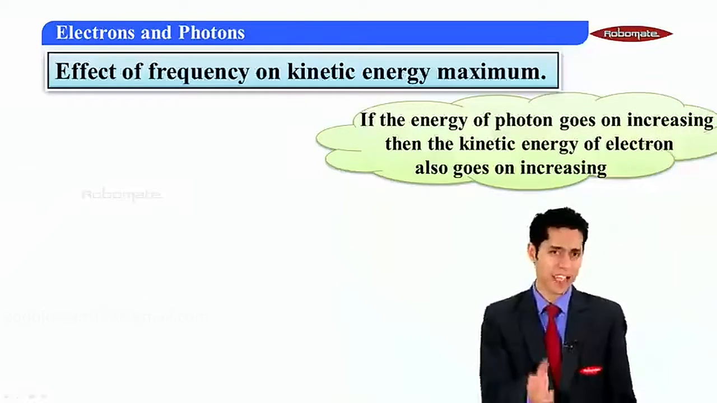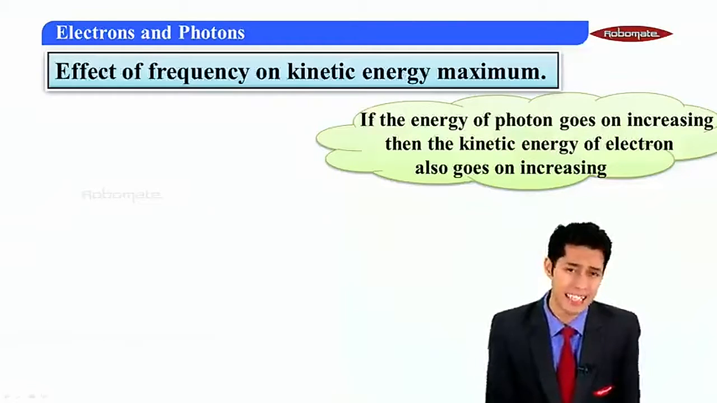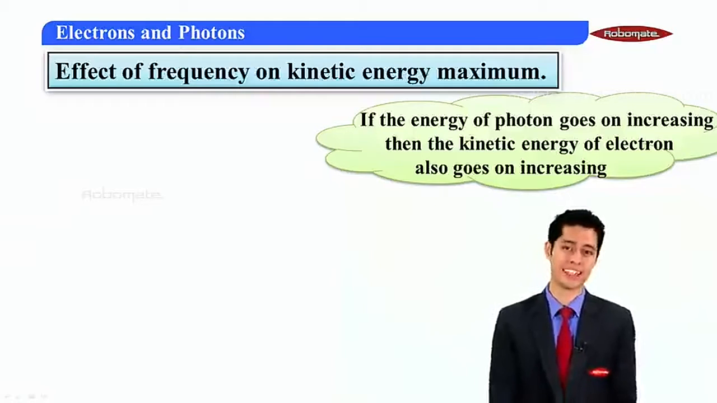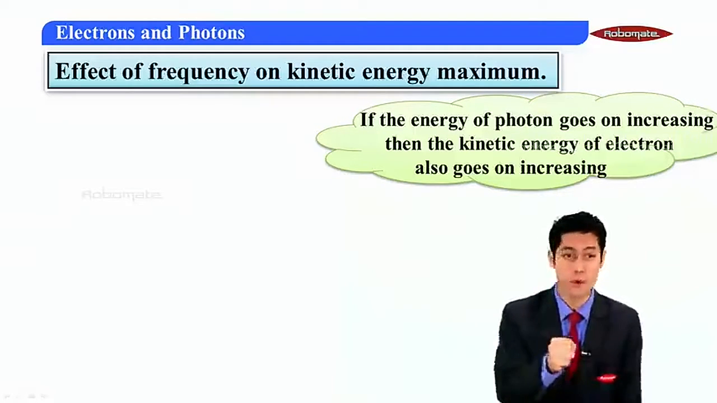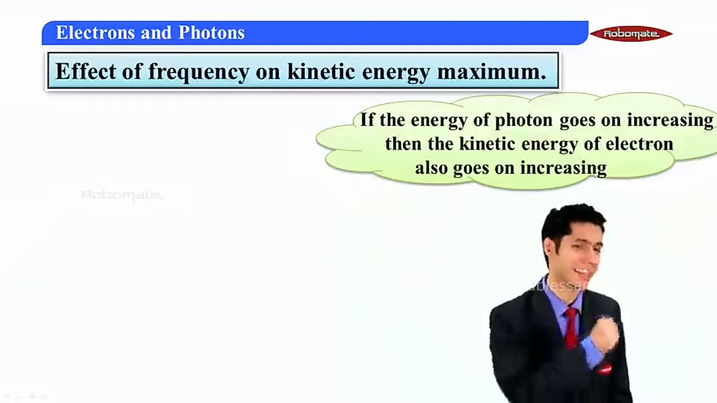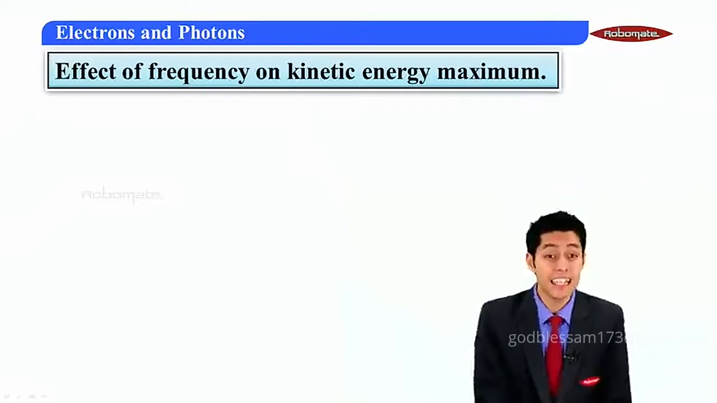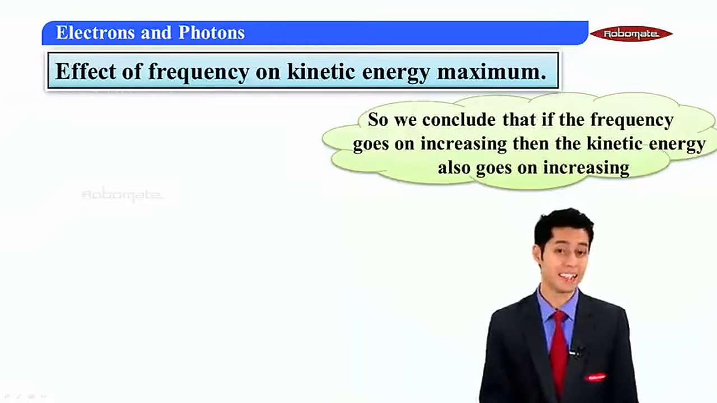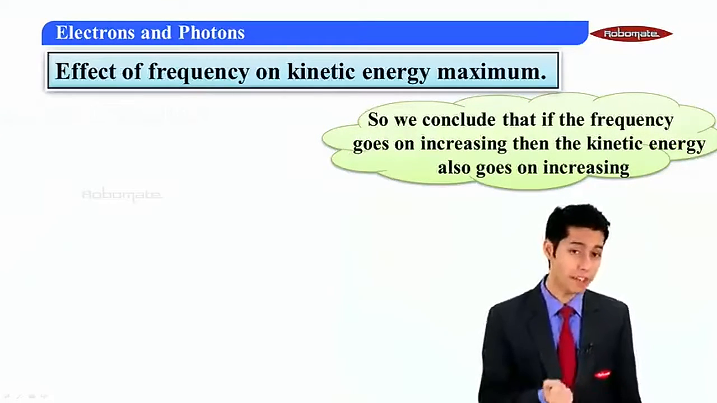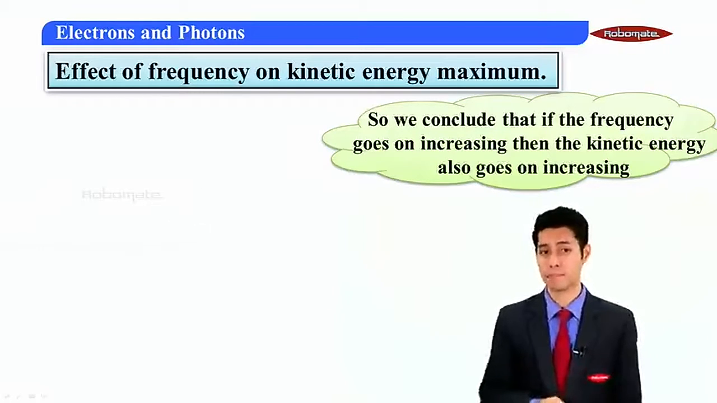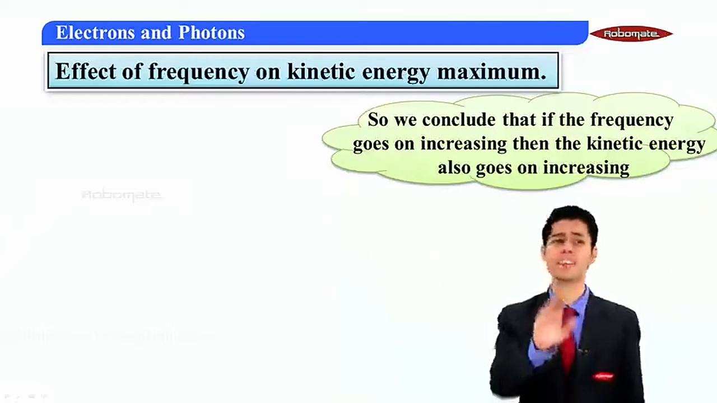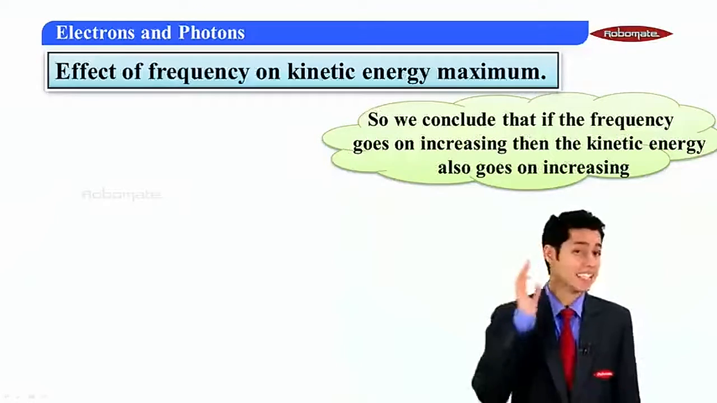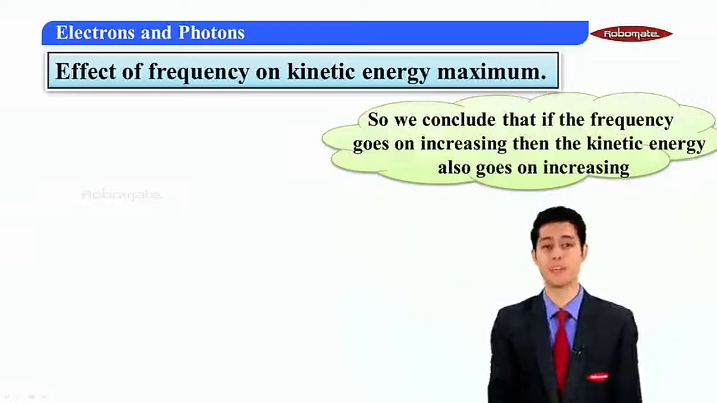We know that if the energy of the photon goes on increasing, then the kinetic energy of the electron also goes on increasing. That means the electron is moving with more velocity. It has more kinetic energy. If the kinetic energy goes on increasing, we know that the work done to stop it should also increase. But currently, we are limiting ourselves only to kinetic energy. So we know if the frequency increases, the kinetic energy also has to increase.